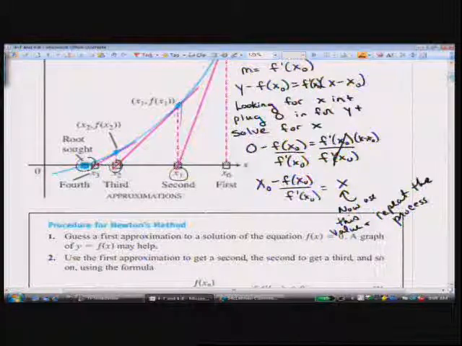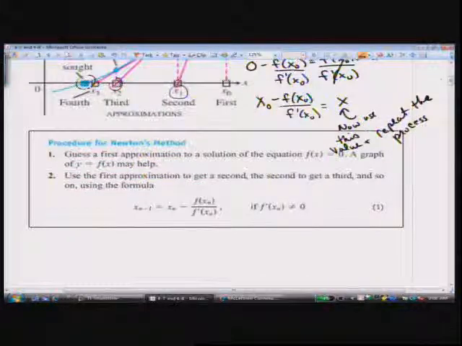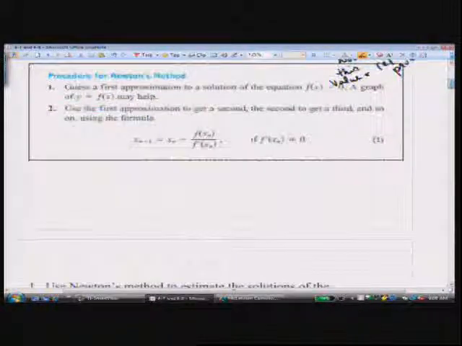Okay, so your procedure then is to guess a first approximation to a solution to the equation f of x equals 0. And if you look at the graph, it helps. Now, of course, if you look at the graph you probably are going, well, why don't I just do second calc 0? I mean, you can use your calculator, but we're doing it old school. All right, and then you use the first approximation to get a second, the second to get a third, and so on using this formula.